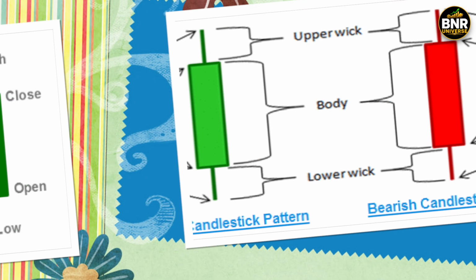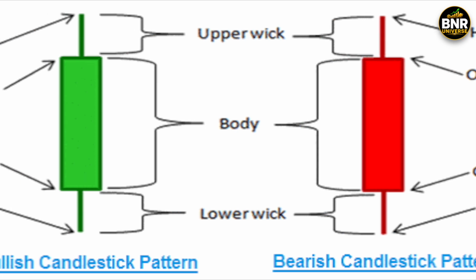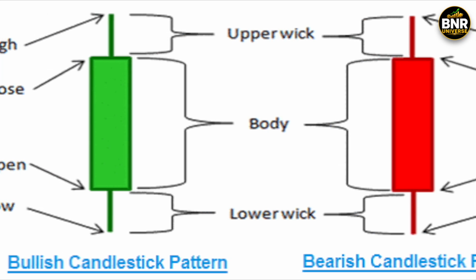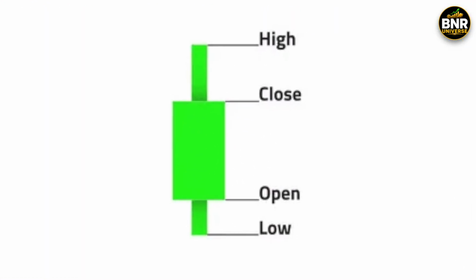Bullish candlesticks. Now let's look at candles that suggest buying pressure. Long green candle. A large green candle shows strong buying. Buyers dominated throughout the session. This often appears during strong uptrends.